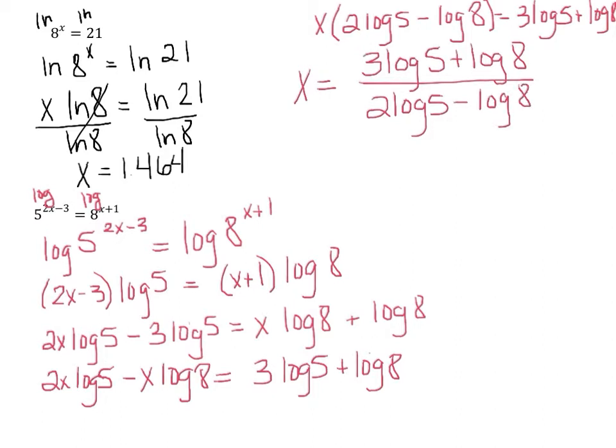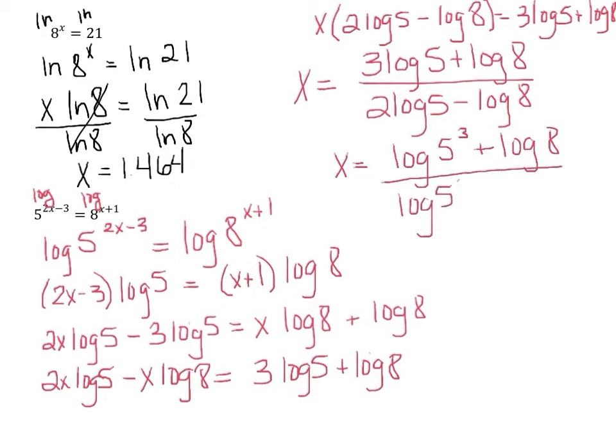So then we use our rules again, and this becomes the exponent here. The 2 becomes the exponent here. Now I enter this into my calculator, remembering to put parentheses around each numerator and denominator. And when I do, I get 6.062.